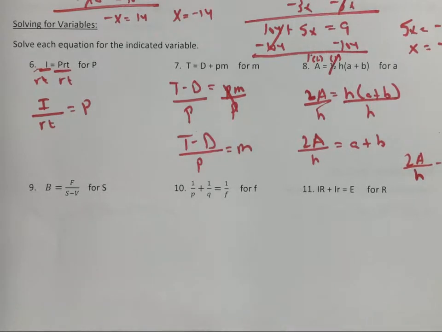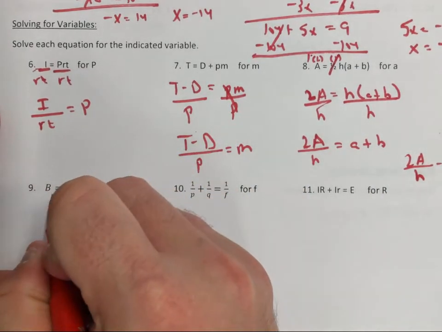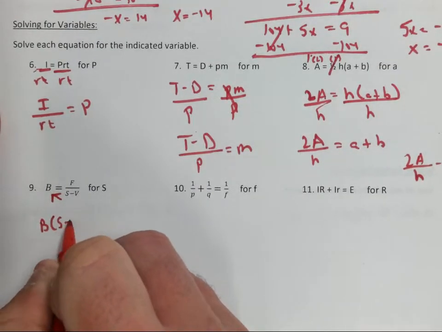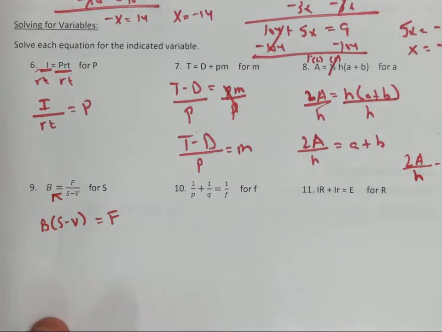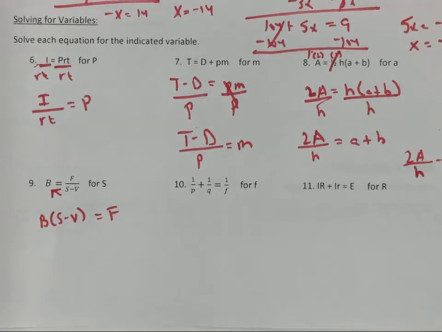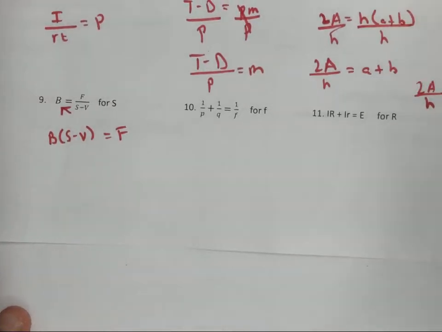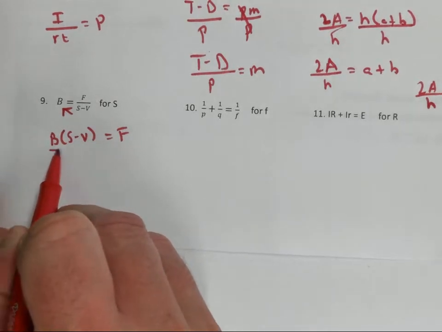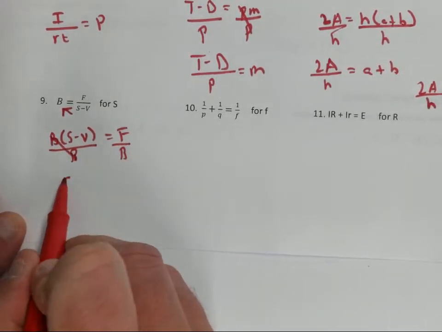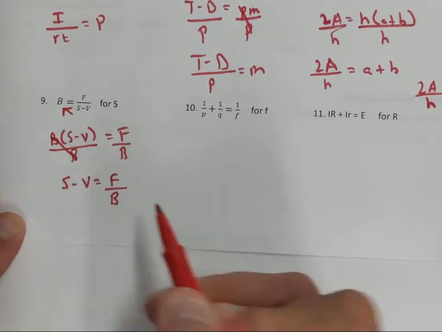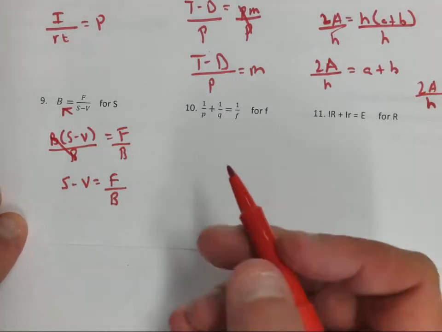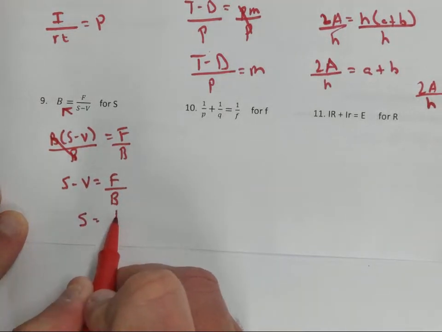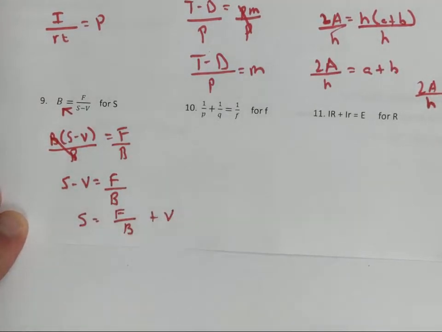So what would you do? What would you do? Don't be scared. What did you say? I would cross multiply. Yes, cross multiply. When you have something like that, I would cross multiply. Alright. Now I want to get S by itself. So what's the first thing I need to do? Divide by what? B. Okay. Then move what over? There you go.